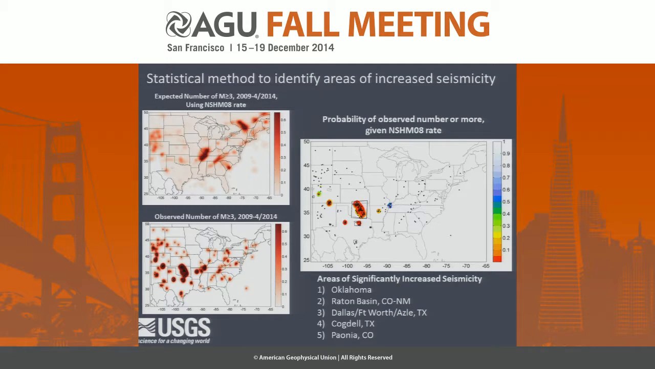And these are Oklahoma, the Raton Basin, the Dallas-Fort Worth Azle area in Texas, Cogdell, Texas, and then finally Paonia here in Colorado. Now with the exception of Paonia, which is likely related to underground coal mining, all these other areas, again, all occur in oil and gas producing regions, and all have been suspected of having induced seismicity in the literature.